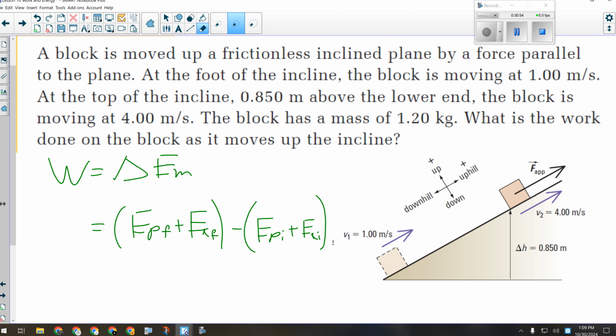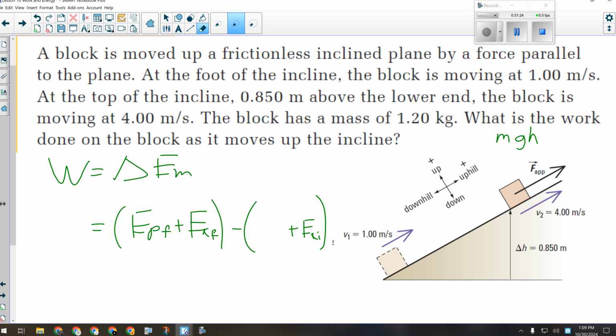The initial potential is zero. Why? Because it starts at ground level. Right, it starts at the bottom of the ramp. You can't fall any further, so you don't have any potential energy. Remember that potential energy is mass times acceleration due to gravity times height. You don't have any height, you're at the bottom of the ramp, so you don't have any initial potential energy. I can save myself a little bit of time and not have to worry about that number.